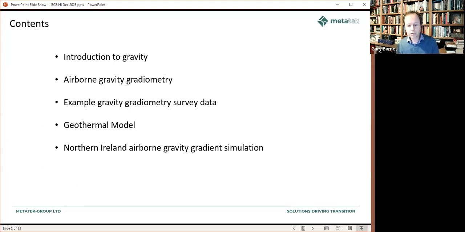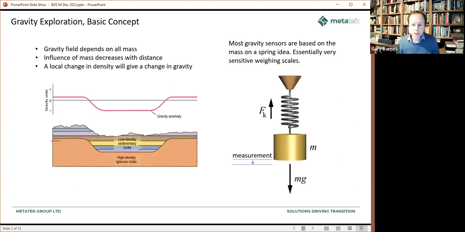Then I'll show a few examples of gravity gradiometry survey data. And then I'll move on to something perhaps a bit more relevant to this webinar series, which is talking a bit more about geothermal modeling and how that applies to gravity and gradiometry surveys. And then we'll have a look at some gravity data from Northern Ireland and do a simulation of that data as though we were acquiring an airborne survey and see how that compares to the land data. So we go straight into it then.